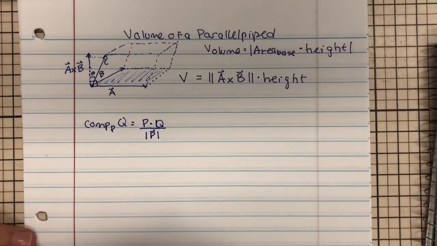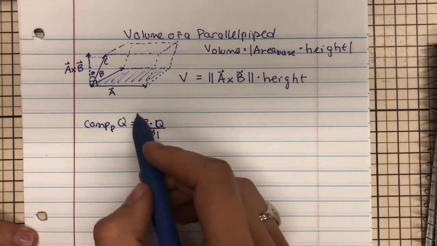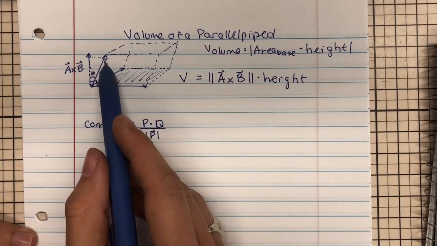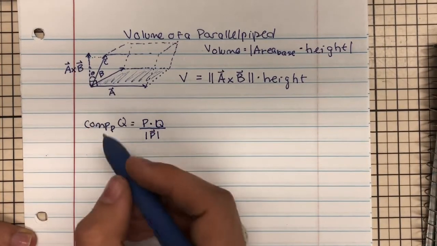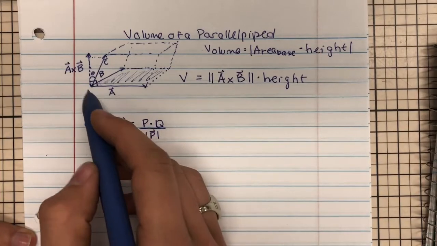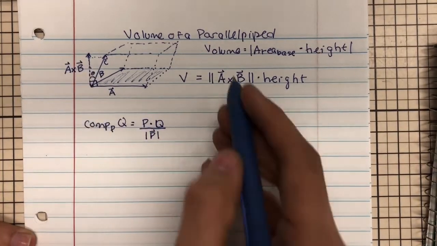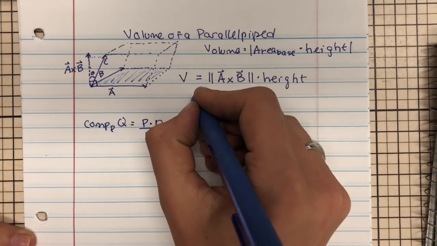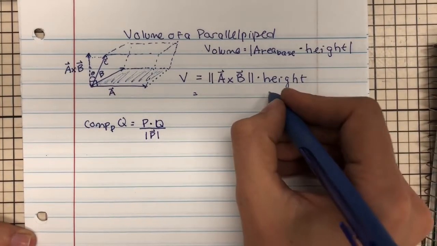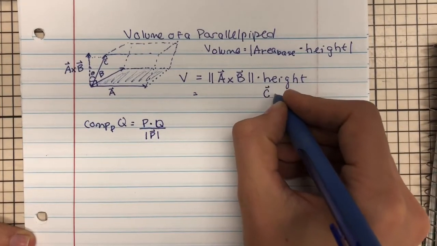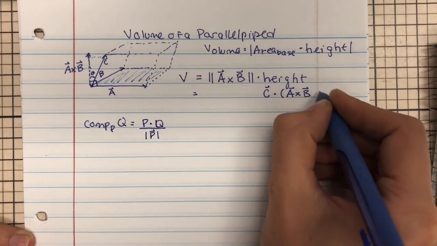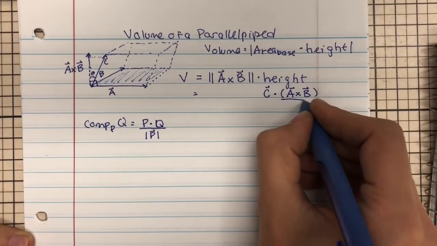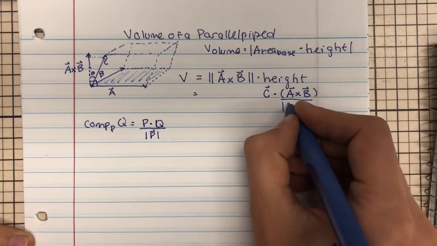All right, so using this definition and using the fact that I want to project C onto A cross B, that will give me how much of C is going in the perpendicular direction. So I can replace height with C dotted with a vector A cross B, which I have not named, I'm just leaving it as A cross B, divided by length A cross B.